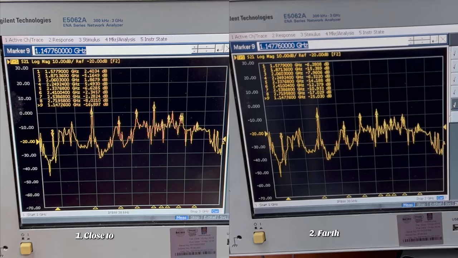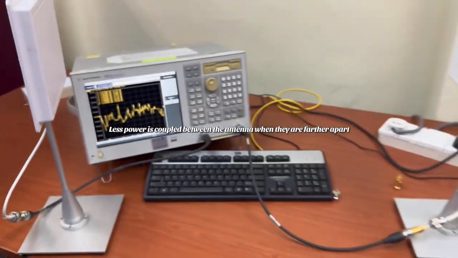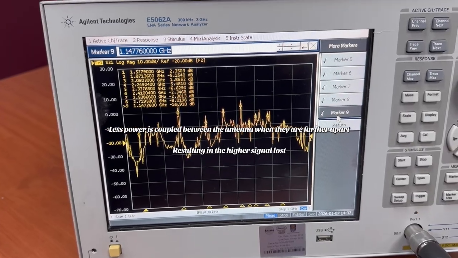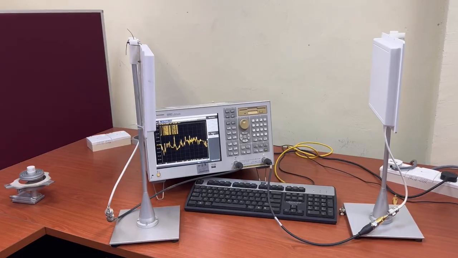From the result displayed on the VNA, we can observe that as the distance between the antennas increases, the return loss also increases. This happens because less power is coupled between the antennas when they are farther apart, resulting in higher signal loss. So this completes the antenna characterization experiment.